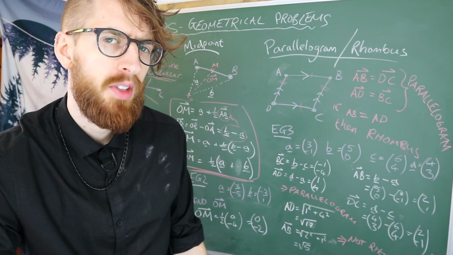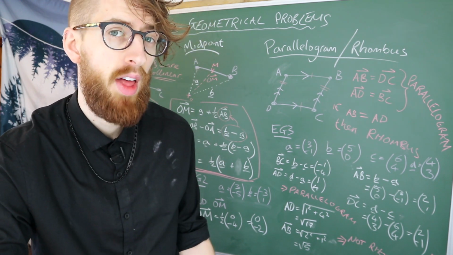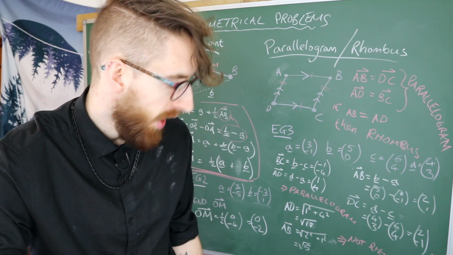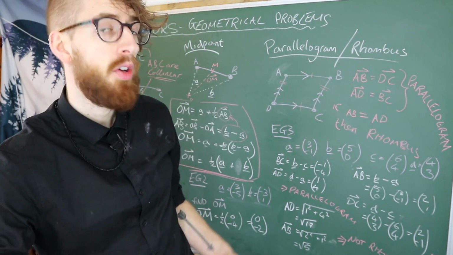If you ever forget which one's a parallelogram and which one's a rhombus, just think rhombus has an S in it. That S means square. Parallelogram only has 1 R because parallel only has 1 R, but it's got 3 L's.